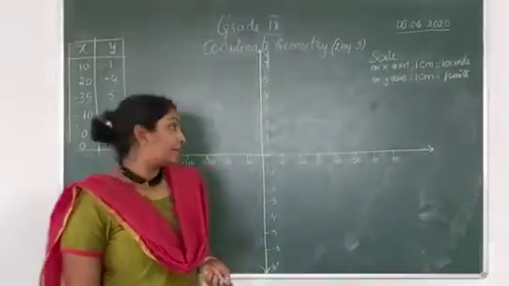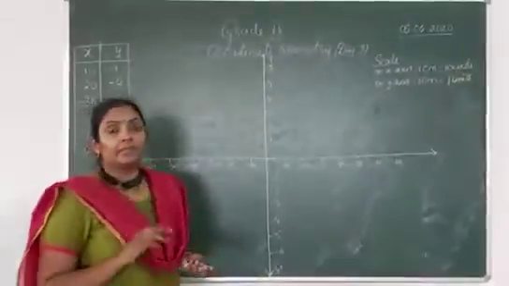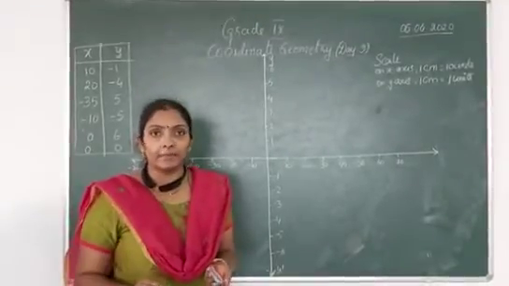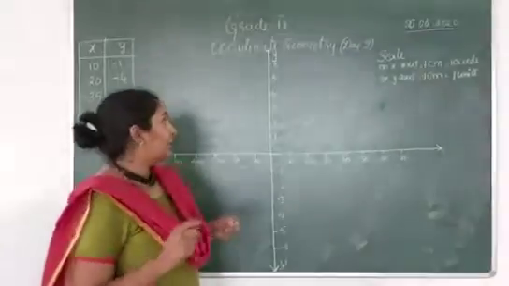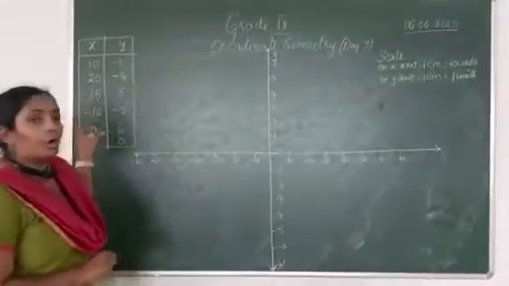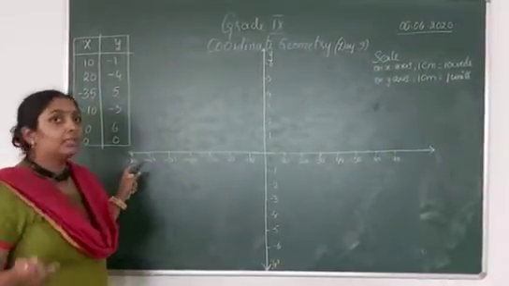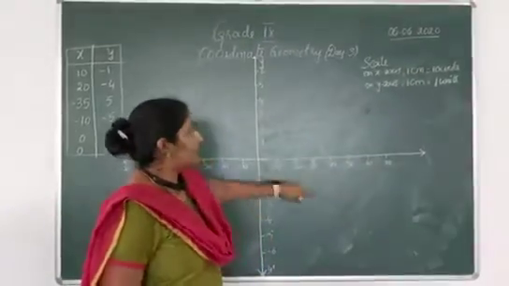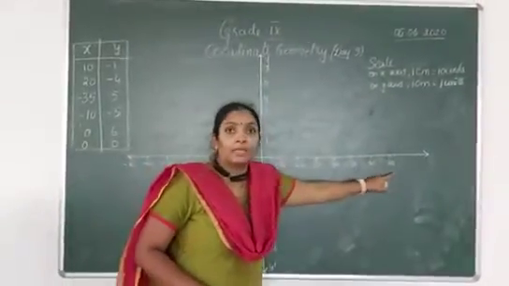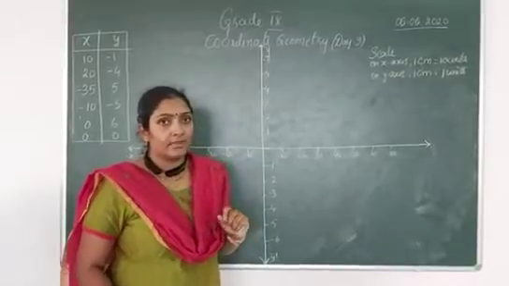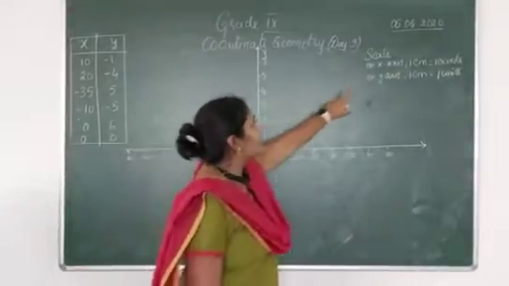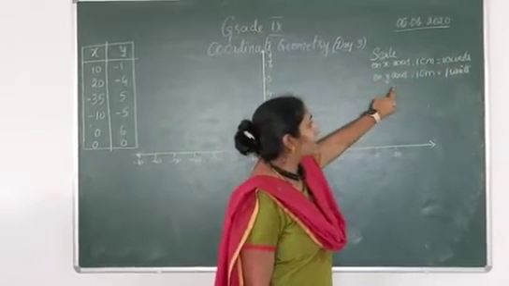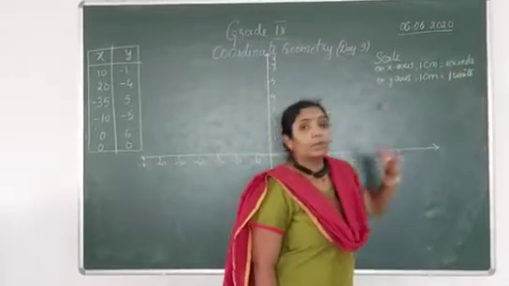Coming to the next problem, here we have learned how to determine the coordinates of any given point on the Cartesian plane. Now we are given a set of coordinates, with the scale also. Based on the scale, we will mark the values on the axes as we have already discussed. Here I have taken on the x-axis 1 cm equal to 10 units, and on the y-axis 1 cm equal to 1 unit.